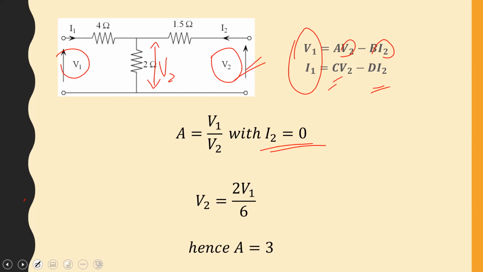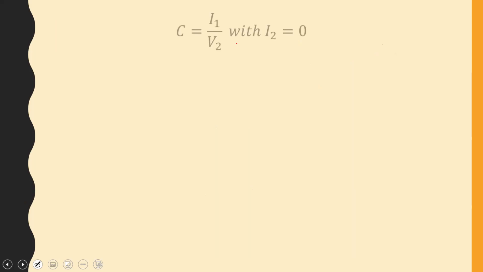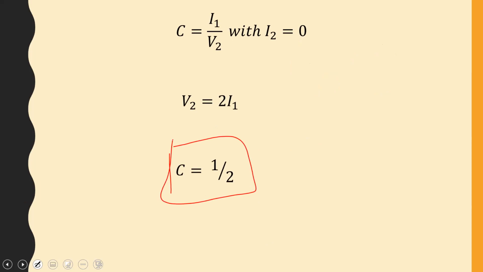So again, I1 will be the current passing through here, since I2 is 0. So V2, based on what we have here, will be 2I1. So it means that I1 over V2 would be equal to 1/2. So I now found C, I have A, and now I short circuit port 2.